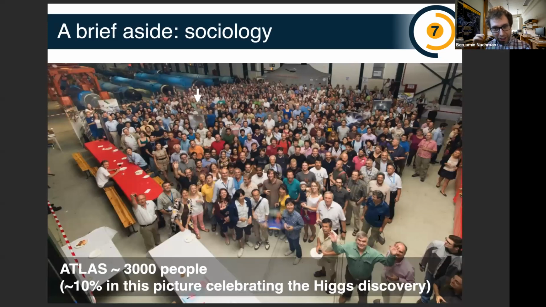Okay, yeah, maybe I thought I would just, for humanity, show a brief aside on sociology. In order to collect this data set, it's an enormous amount of work by many people. Here's a small fraction of my collaborators in the experiment I work on in Geneva, Switzerland. We were celebrating the Nobel Prize-winning discovery of the Higgs boson some years ago. And you can imagine, I'm a little person in this entire scene of many people.